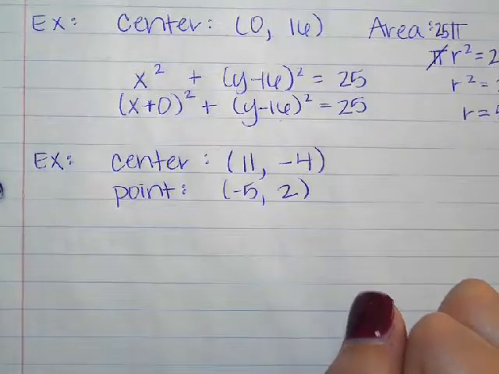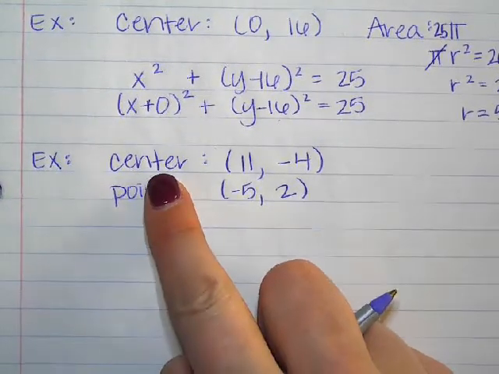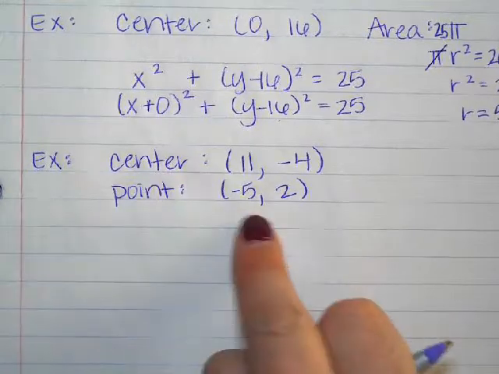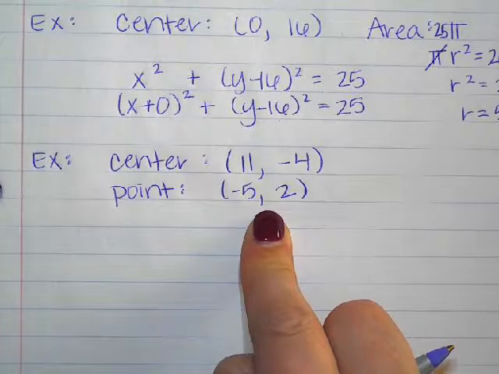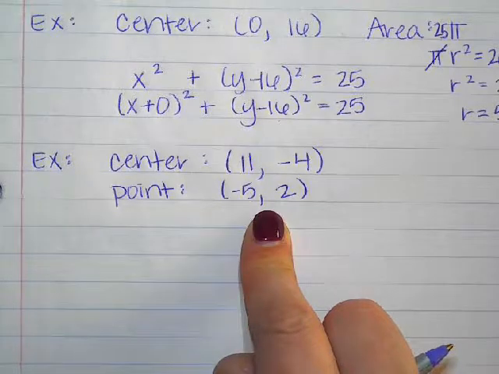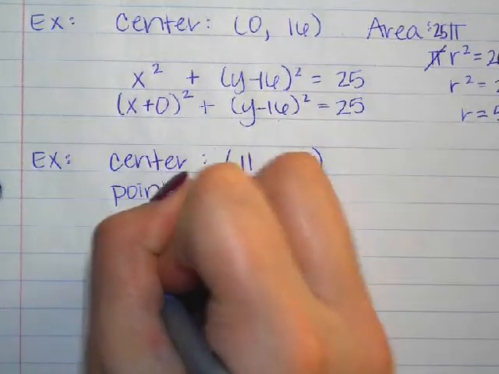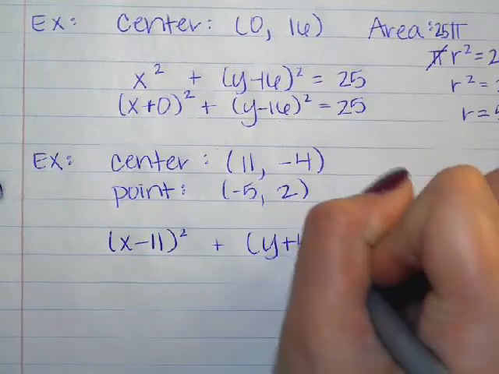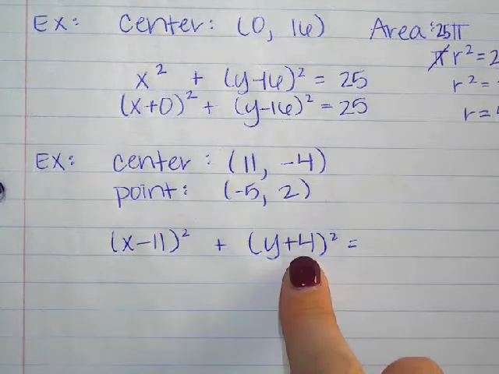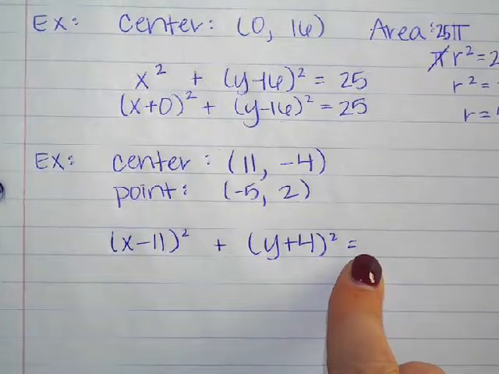All right. So we have the center of the circle is (11, -4). We have a point on the circle. So what do we need to do? We can start it at least, right? Yes. How do we start it? (x - 11) squared plus (y + 4) squared. And then for the rest, we need to find enough information to get the r squared.